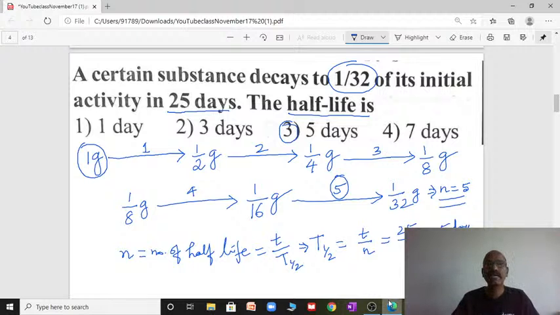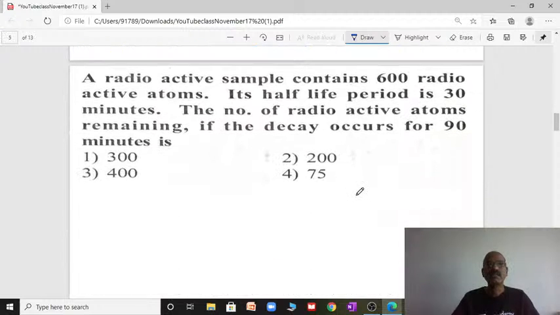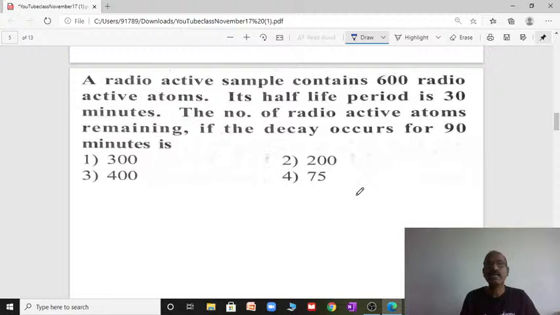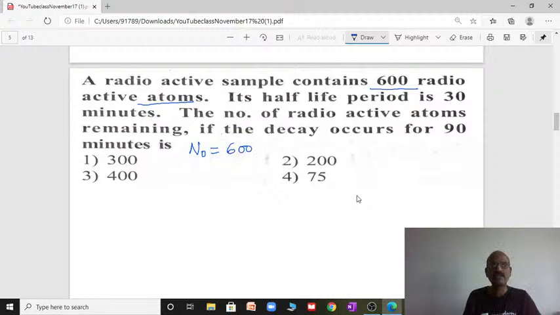Let us go for the next one. Here it is. A radioactive sample contains 600 radioactive atoms. Suppose it is plutonium, radium, thorium, anyone; initially, before disintegration, 600 radioactive atoms are available. That means N naught, the number of atoms present at the start when t equals 0, is 600. Its half-life period is 30 minutes.